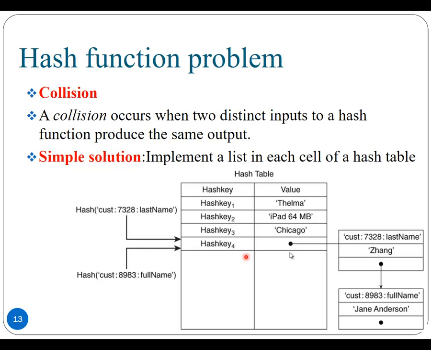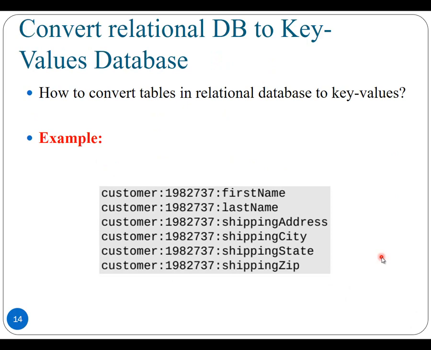Okay, now you see this is a solution for these keys. I give a reference to this data here: the customer, the customer number, the country, and the attribute. Okay, last name, for example, and the value of the attribute. So this is collision. This is an important challenge for the hash function.